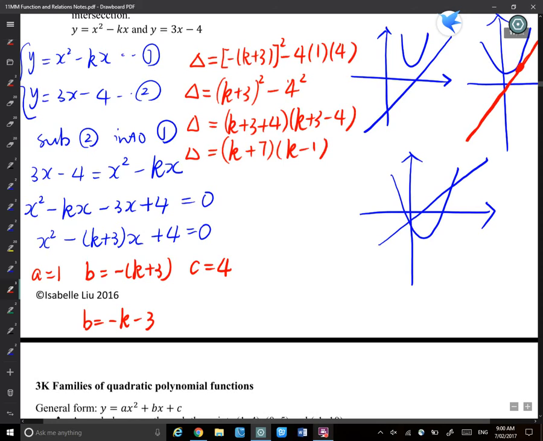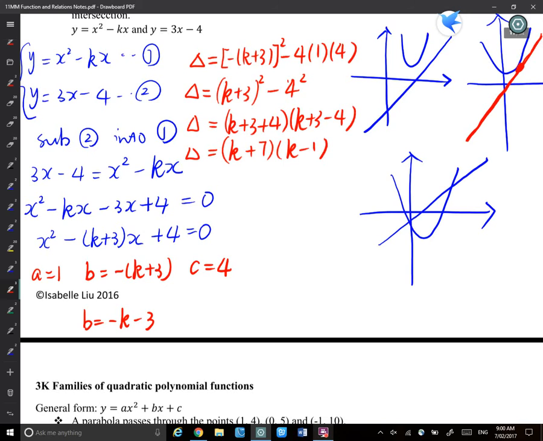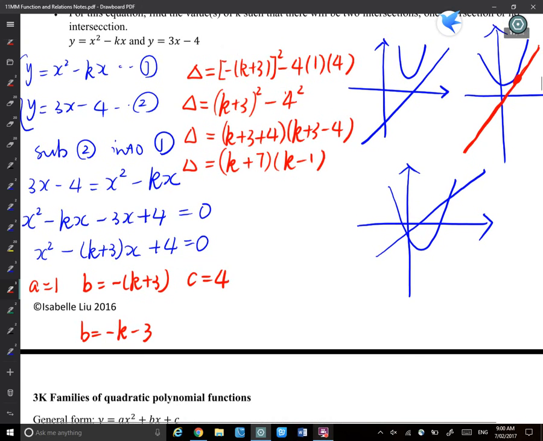Why do we make it into the factorized form, not the general form? Because I want to solve for 0. How can you solve for 0? By using the null factor law. We can use the null factor law in the factorized form. So that's why I put that into factorized form. I want to have 1 solution, 0 solutions, and 2 solutions.